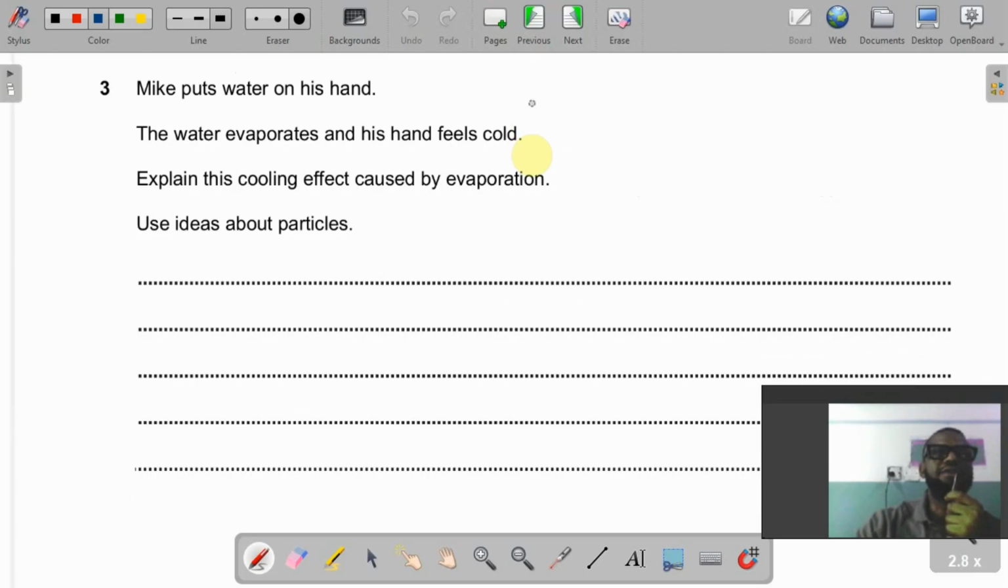Mike put water on his hand. The water evaporates and his hand feels cool. Explain the cooling effect caused by evaporation. Use the idea of particles. As the water gets to the hand, the particles gain heat energy.